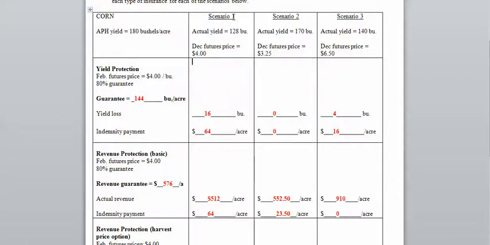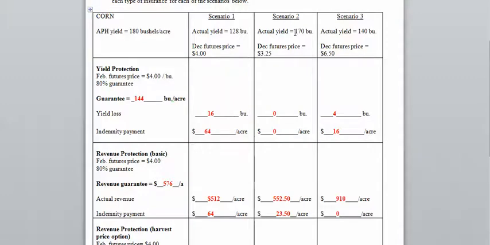So let's look. Scenario 1, we have an actual yield of 128 bushel per acre. Okay, we're going to have a claim here because, again, we're guaranteed 144 bushel per acre and we only yielded 128. So we are going to be paid on a 16 bushel yield loss. Remember that 16 bushel yield loss, we're guaranteed a price of $4 a bushel on those bushels. So our indemnity payment or our insurance payment is going to be $4 times the yield loss of 16 bushels. 4 times 16 is $64 an acre.